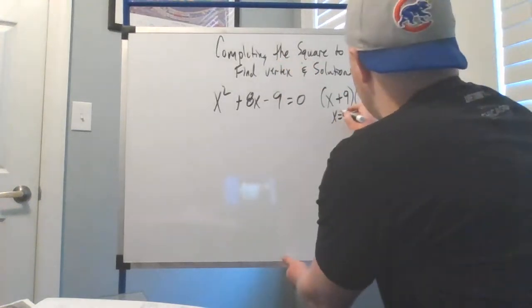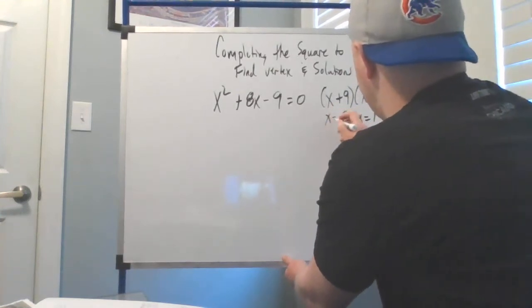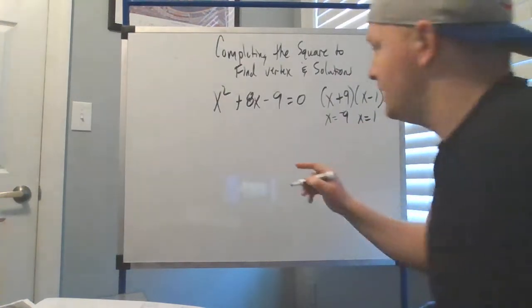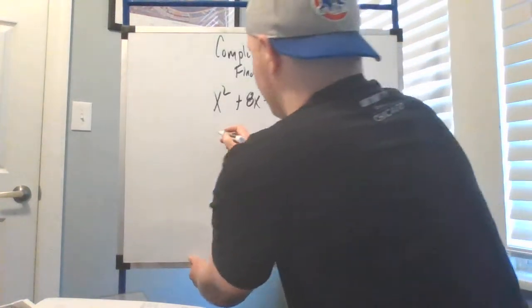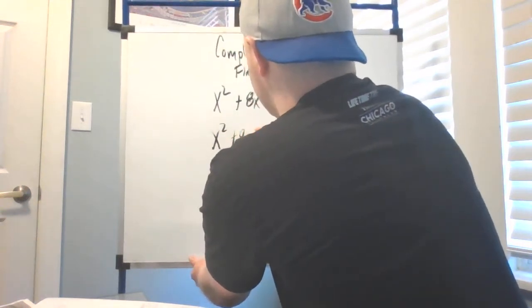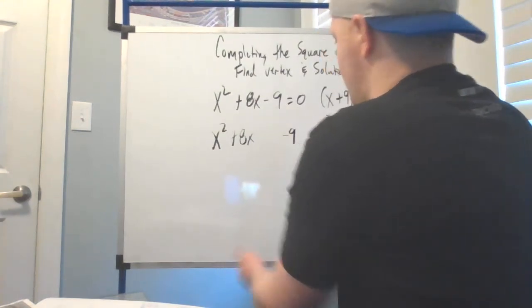This is -9. I made a mistake. So this is x equals -9. So -9 and +1 are solutions, okay? Now, here's how you complete the square, okay? So you write down x squared plus 8x, leave a space, leave this right here, okay?